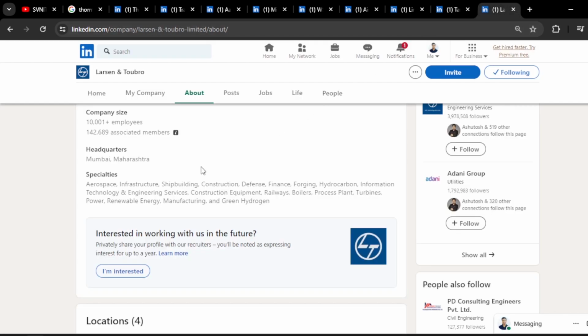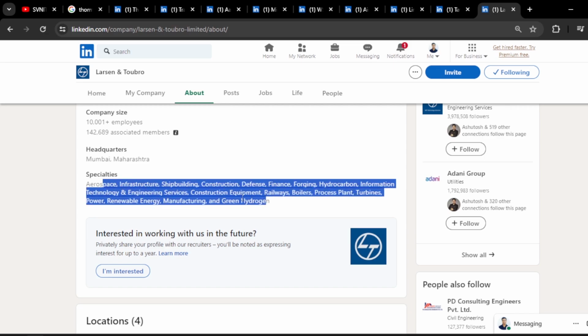And next thing, that is L&T. Here you can see some of the sectors: infrastructure, shipbuilding, construction, defense, finance, forging, hydrocarbon, information technology. These are some of the sectors they are going to deal with. From a civil engineering point of view, I have explained about each and everything.